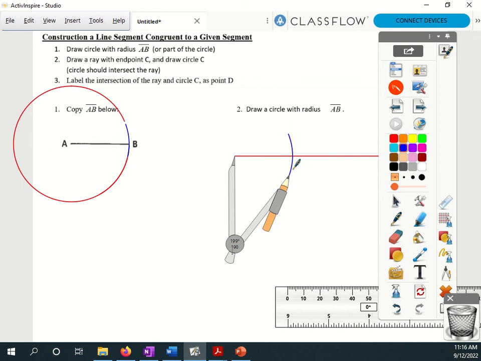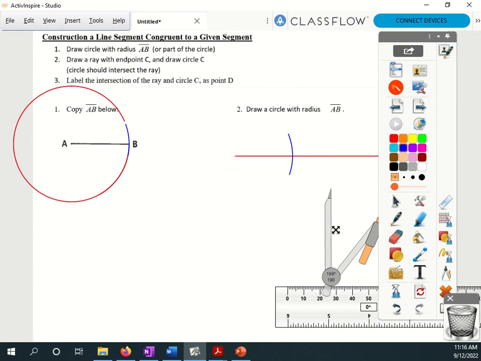Okay? Now, part two of the rules, the directions say, label the endpoint of the ray as C. So I'm going to put a C where that ray started, and where the circle intersected the ray, I'm going to label this as D. So this is now segment CD. So far, so good?